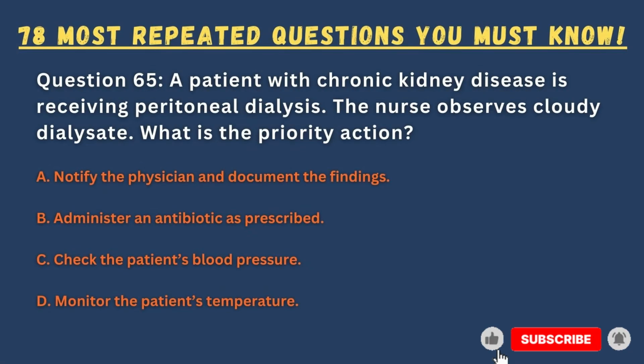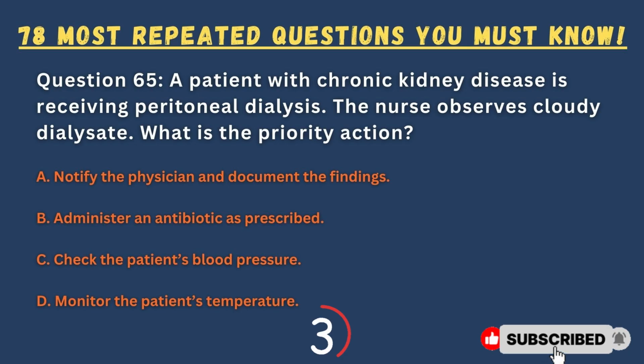Question 65. A patient with chronic kidney disease is receiving peritoneal dialysis. The nurse observes cloudy dialysate. What is the priority action? A. Notify the physician and document the findings. B. Administer an antibiotic as prescribed. C. Check the patient's blood pressure. D. Monitor the patient's temperature.